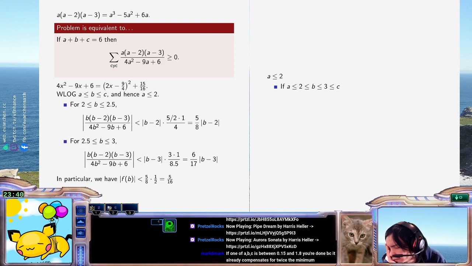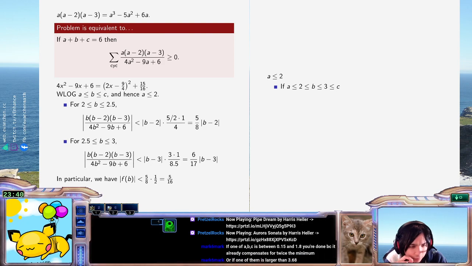Shoot. No, I don't think this can work actually. Because the problem is if I have A, B, C all close to 2, and then I nudge B and C slightly positive and A slightly negative. Yeah, I don't think this can work. As written, I don't think this can work, and I might have to do like a piecewise tangent thing.